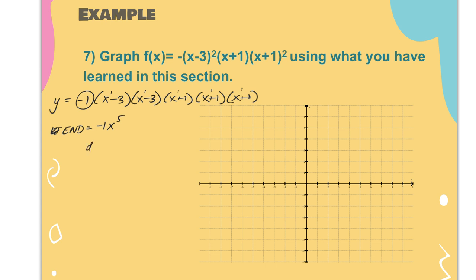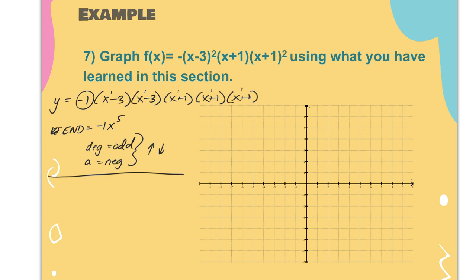Because my degree is odd and my a is negative, I know that my graph is going to go up on the right and down on the left. It's opposite directions. The negative part makes up left, down right.